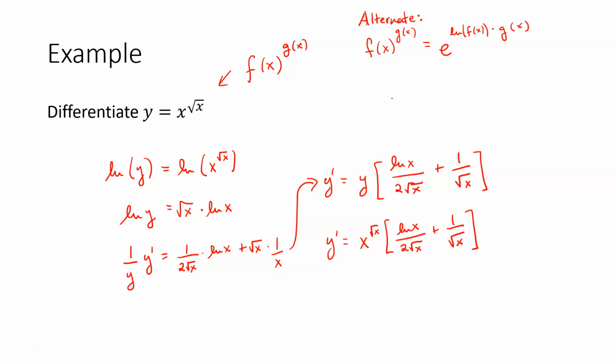So in this case, if I have this x to the square root of x power, I can write this as e to the ln of x times the square root of x. Notice that gives you the same expression here that you're differentiating. Anyway, you can try that out on your own to see if you get the same result.